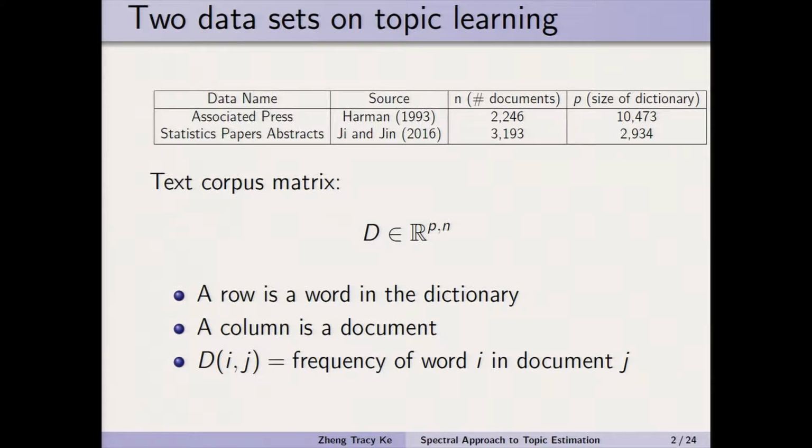The second data set was recently collected by Ji and Jin. For this data set, the documents are the abstracts of statistics papers published in 4 journals in the recent 10 years.